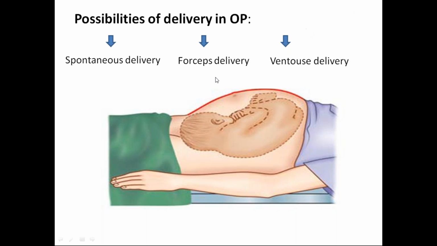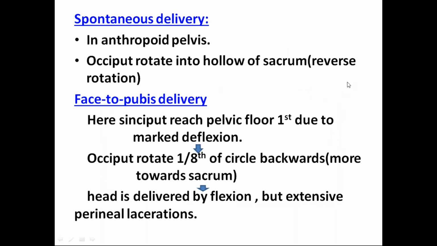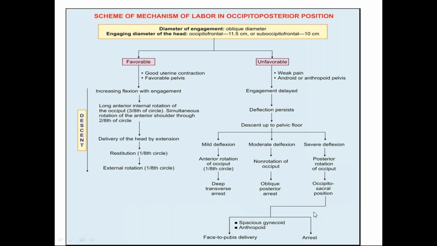So possibilities of deliveries in occipito-posterior position: spontaneous deliveries, forceps deliveries, and ventouse deliveries. So spontaneous delivery is by the reverse rotation. This I've already told. The reverse rotation into the sacral hollow, known as occipitosacral position, and then delivers as face to pubis deliveries. Okay, the sinciput will reach the pelvic floor first because of marked deflection. Then the occiput will rotate back towards the sacrum. The head is delivered initially by flexion, but extensive perineal lacerations will be there. Complete perineal tears are common. So this is too small for you.